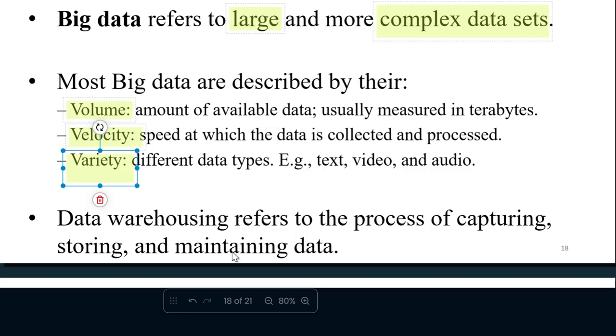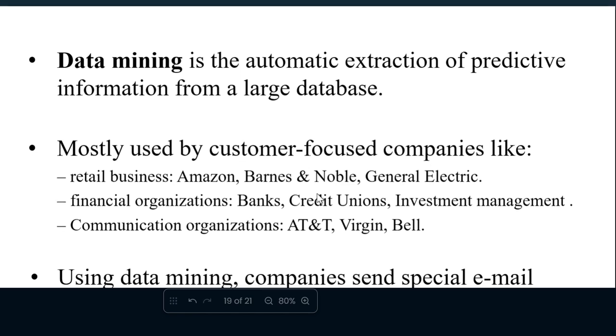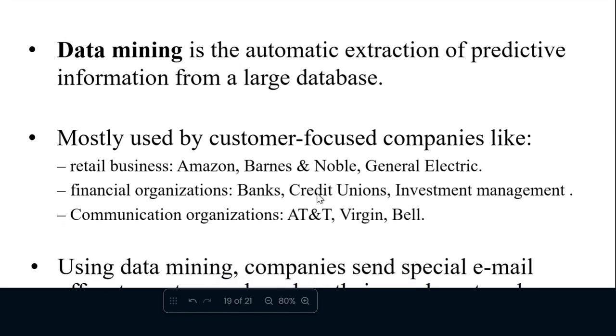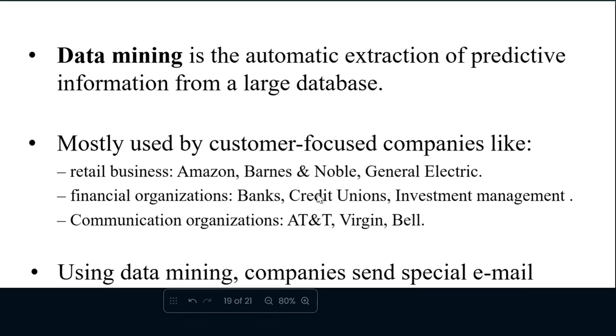And using data warehousing techniques, the process of capturing, storing, and maintaining the data, they are able to transform these raw data sets into insightful information. And so whenever it's time for them to know more about you, they perform what you call data mining. This is where the system will automatically extract predictive information from the large database and be able to know more about you. Companies like Amazon use big data and statistical software to know more about their clients.